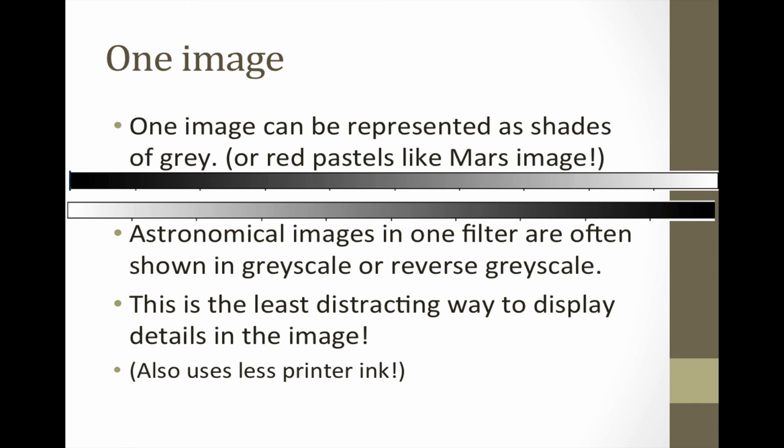So one image can be represented of shades of gray, or like for the Mars image, shades of red and brown. You get to pick how those numbers are mapped to colors and exactly what colors they get mapped to. But astronomical images, especially ones taken in just one filter, are often shown either just in grayscale or reverse grayscale, in part because it's the least distracting way to display details. Also, if you print it out, it doesn't kill your printer toner cartridge.